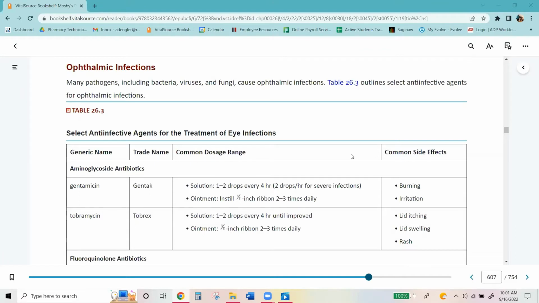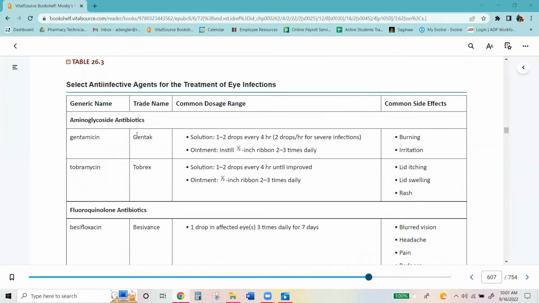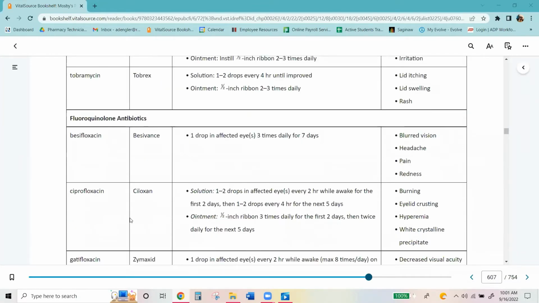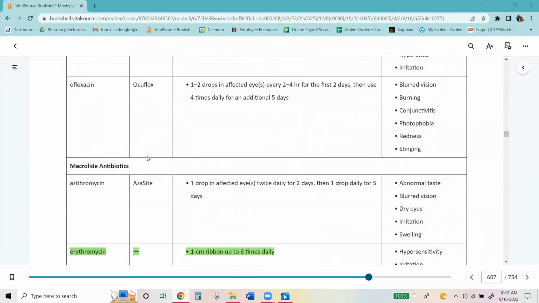Many pathogens, including bacteria, viruses, and fungi, can cause ophthalmic infections. Table 26.3 lists select anti-infective agents for the treatment of eye infections. So we have all the different classes: aminoglycoside antibiotics, fluoroquinolone antibiotics, all of which are eye drops.